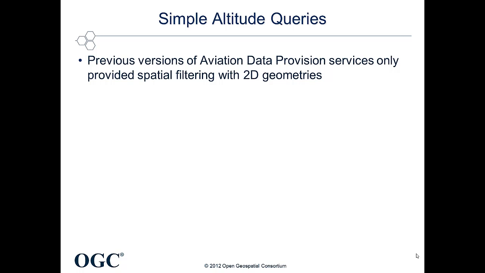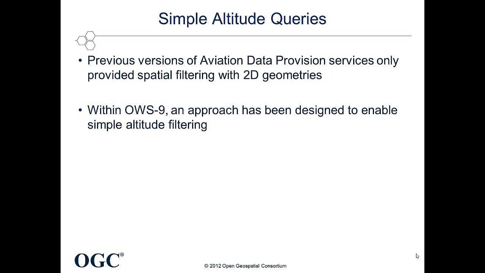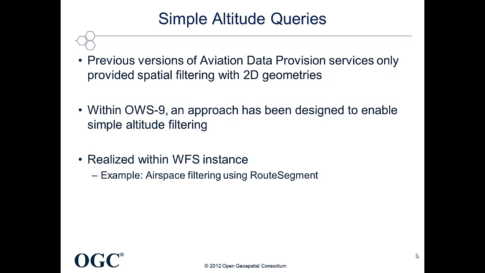Previous versions of aviation data provision services only provided spatial filtering with two-dimensional geometries. Within OWS-9, an approach has been designed to enable simple altitude filtering. It has been realized within a WFS instance using the example of airspace retrieval by a route segment. The event service implementations leverage the WFS functionality.